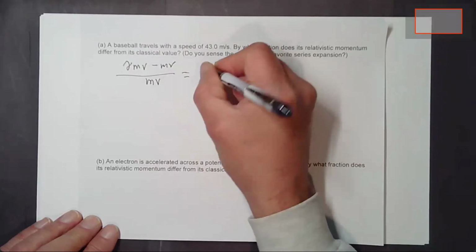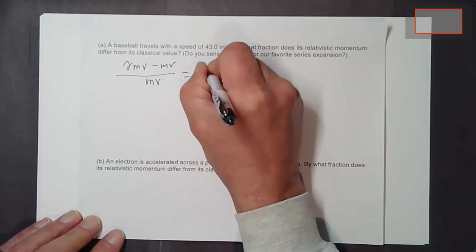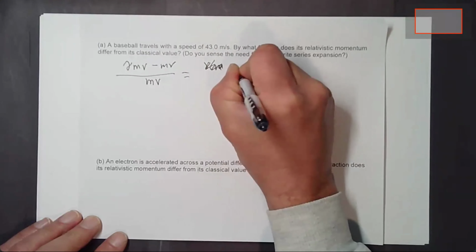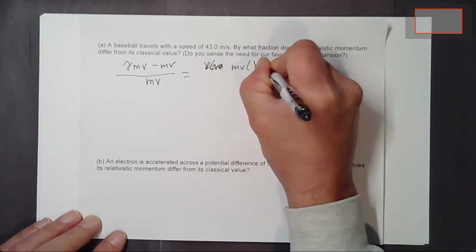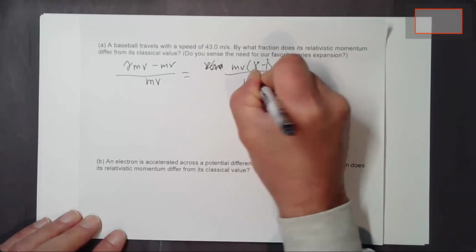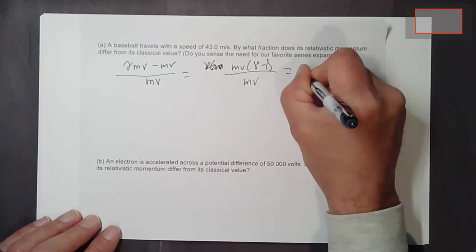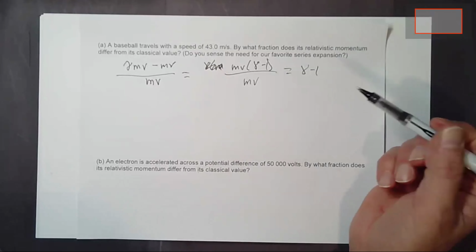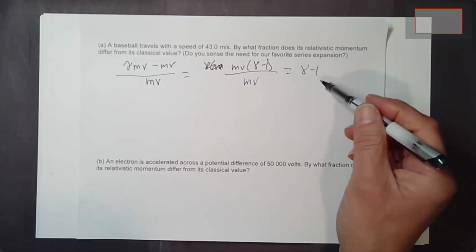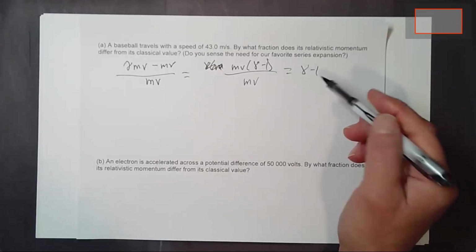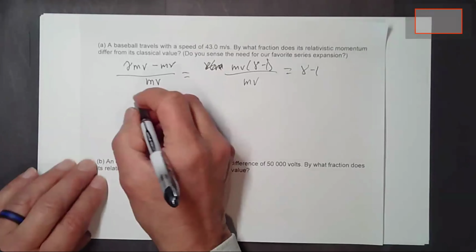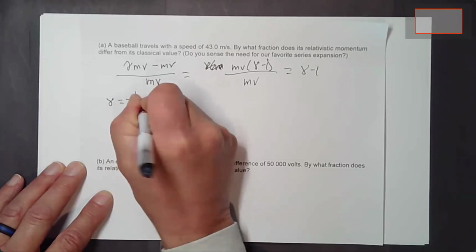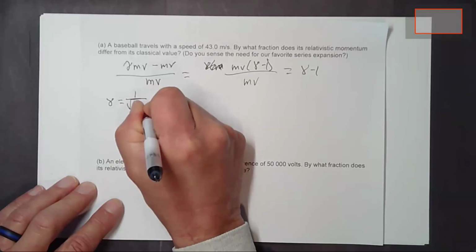I'd have mv times gamma minus 1, over mv. The mv's divide out, and we end up with gamma minus 1. So that's going to give us the fractional difference between the classical and the relativistic value. What I need to do is recognize what gamma happens to be. Gamma is 1 over the square root of 1 minus, let's see.